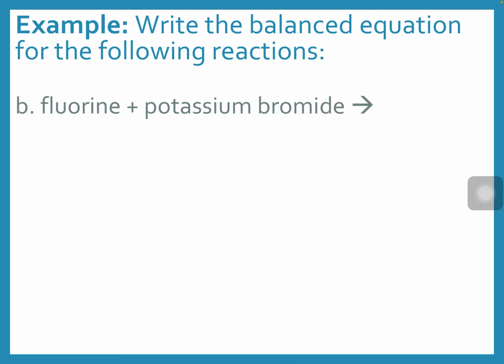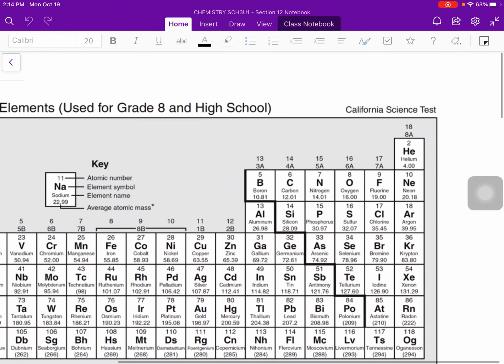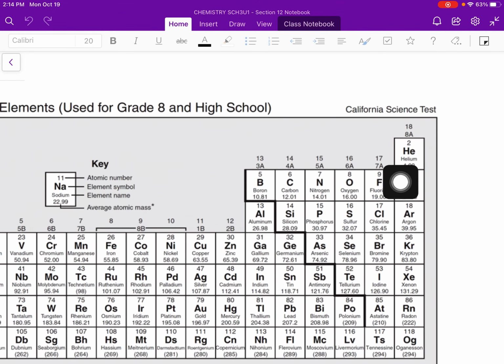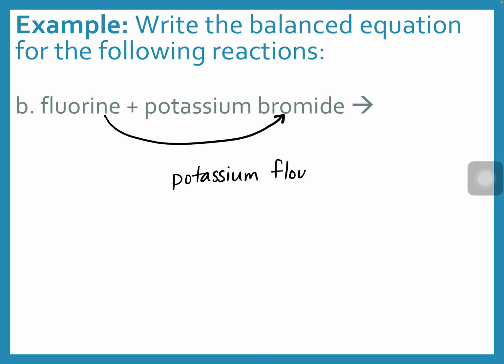Fluorine and potassium bromide. So this time we're looking at the halogens. The higher up, the more reactive. So I have fluorine and bromine. Fluorine is more reactive, so fluorine will kick out the bromide. So I'm going to have potassium fluoride, and bromine will now be on its own.